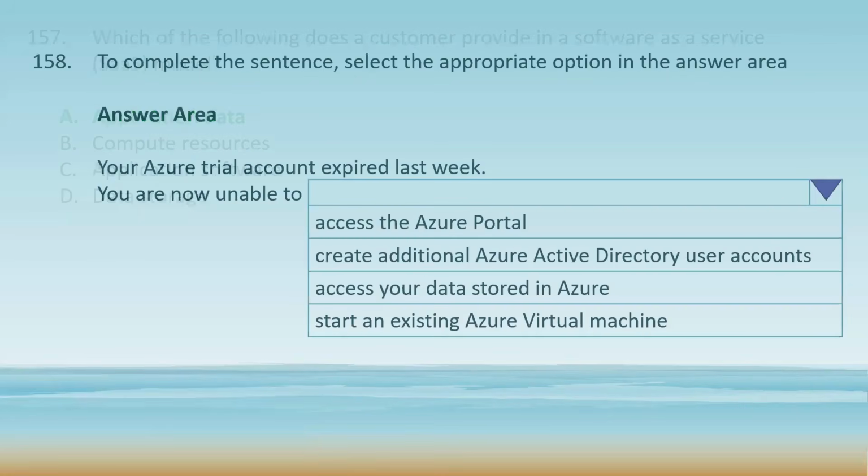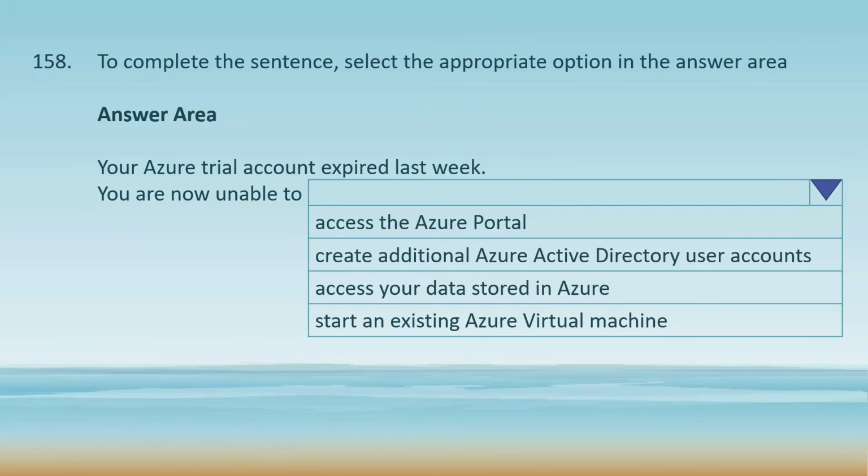Question number 158 of the series. To complete the sentence, select the appropriate option in the answer area. Now you have a statement here. Your Azure trial account expired last week. You are now unable to. Then you have four options.